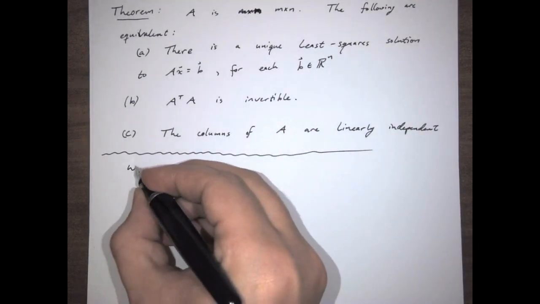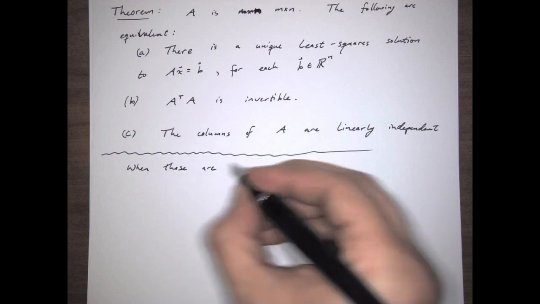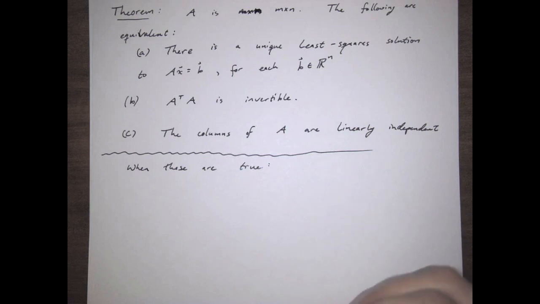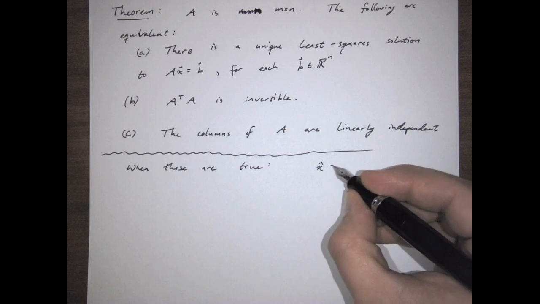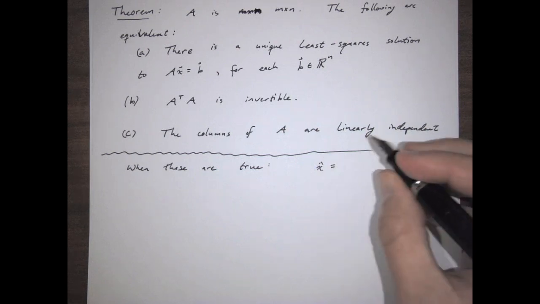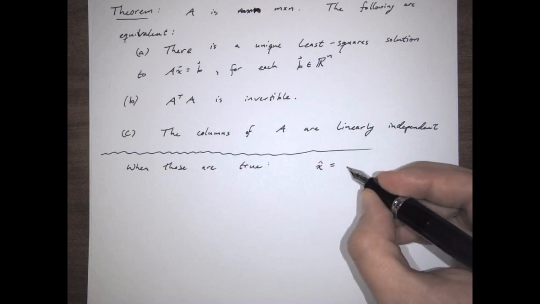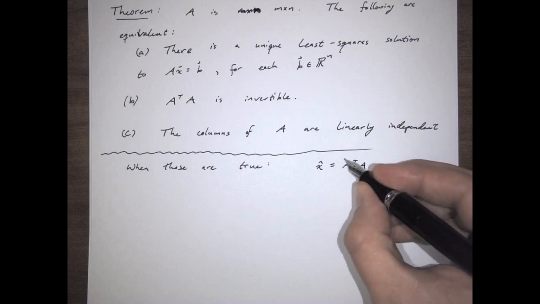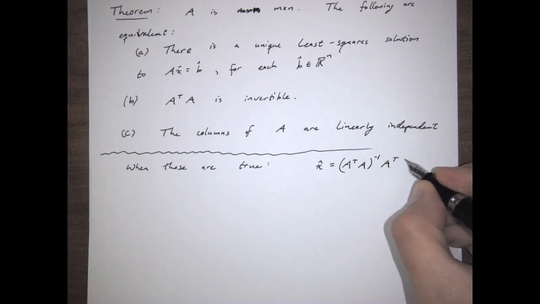So when these are true, then we can actually come up with just a little formula for x hat. So if you look at the normal equation, A transpose A times x hat equals A transpose times b. So we just multiply by the inverse that the theorem says we would have. So x hat equals A transpose A inverse times A transpose times b.